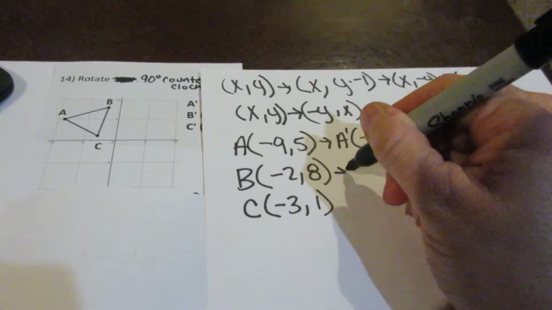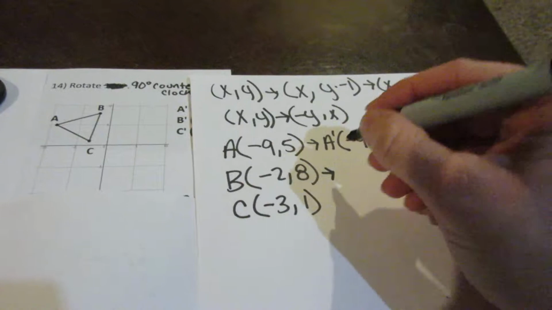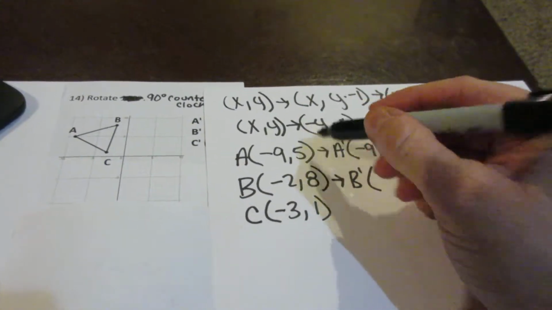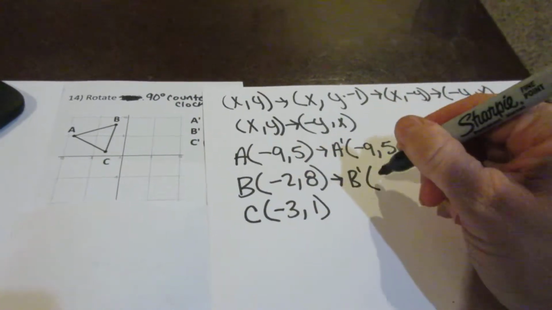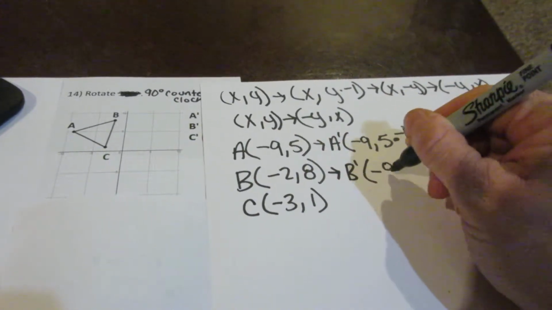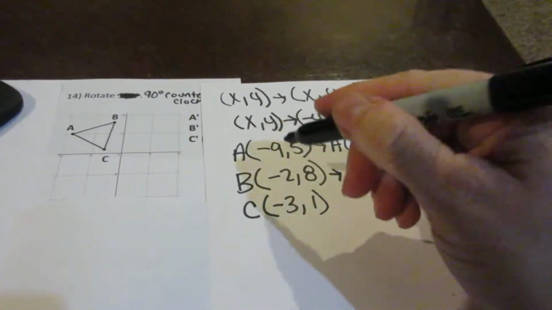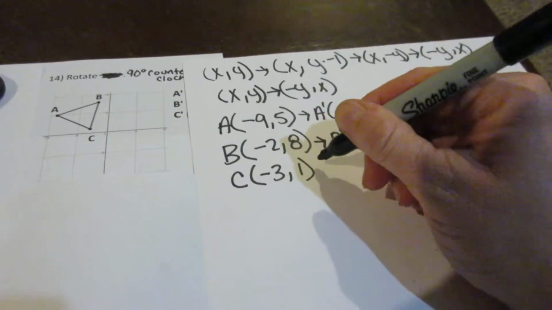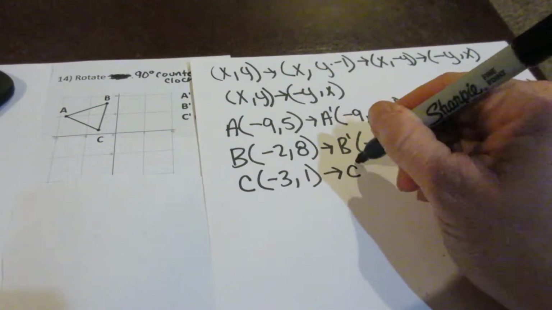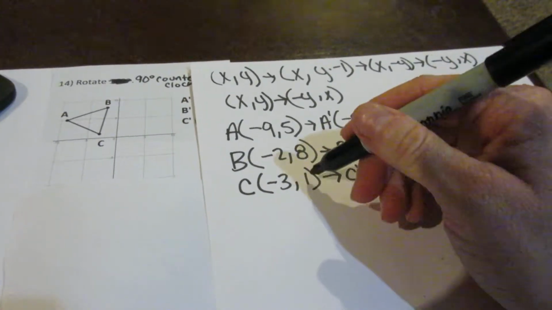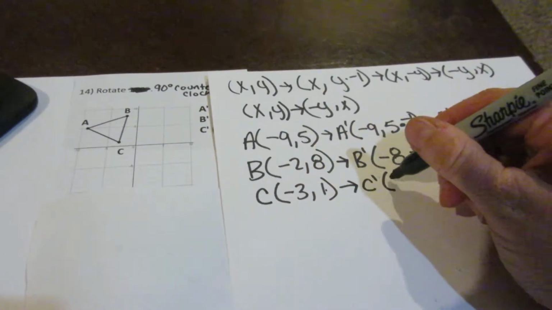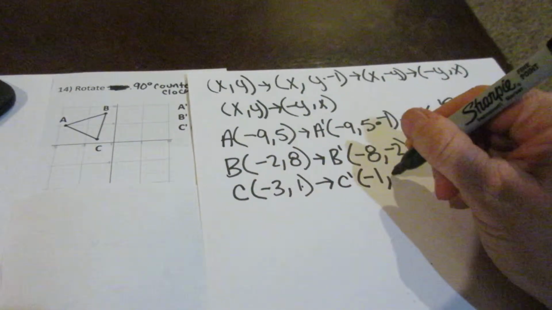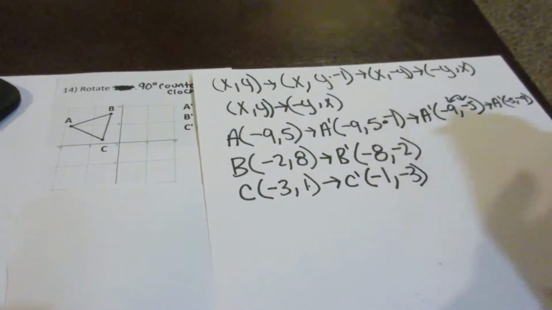Then using the shorter method to calculate point B and turn it to B prime, we're going to say -y, so our y is 8 and -y is going to be -8, and then x, which is -2. And turning C to C prime, y is 1, so -y is going to be -1. And then we write our x, which is -3.